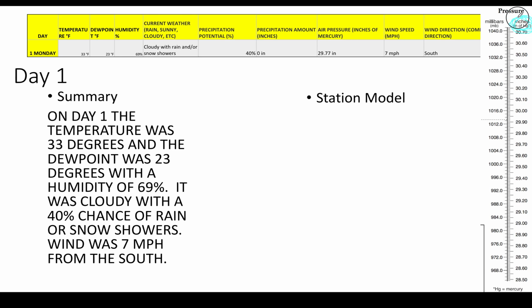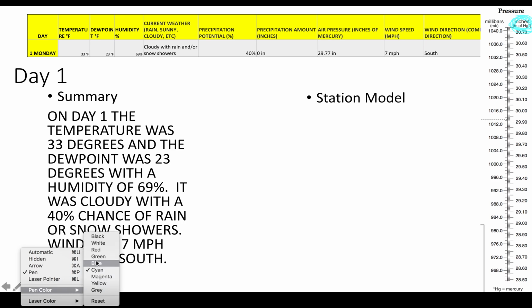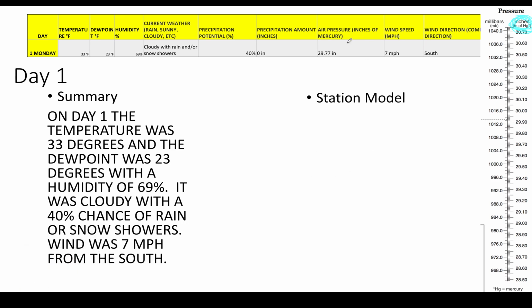I'll choose a different color because this color doesn't seem to work that much. Let's go with blue. So 29.77. So here's 29.8. Here's 29.7. So we know that's somewhere in between here. Now remember, these go up by 0.01. So here's 29.7, 0.71, 0.72, 0.73, 0.74, 0.75, 0.76, 0.77 falls right here. And it's just above the 1,008 millibars. So I'm going to say that this is 1,008 millibars.